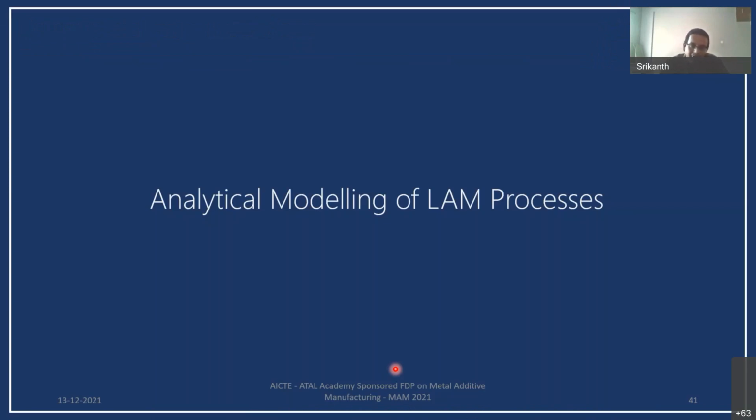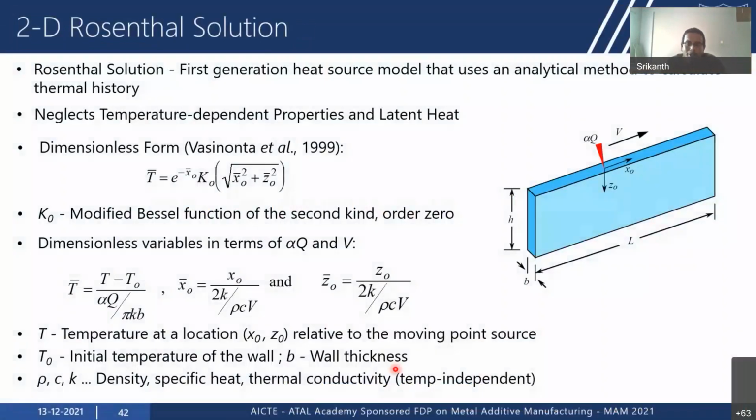So as I said, the first generation heat source models used the analytical models available in literature to predict the steady state temperature fields. So the Rosenthal solution that was given in 1946 for welding was widely used to calculate the thermal history. The Rosenthal is an analytical method. It makes several assumptions. One of the major assumptions is that it neglects the variation of properties as a function of temperature. It neglects the effect of phase change, that's latent heat.